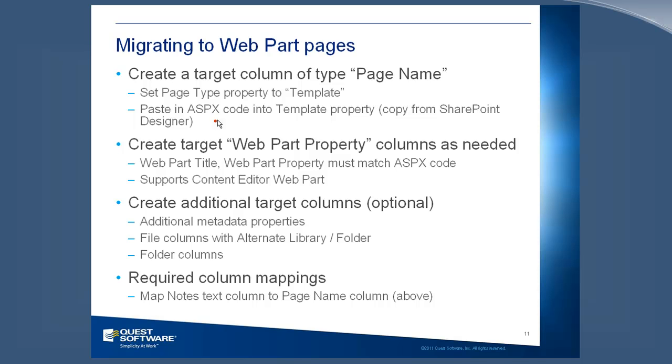And so people have done some interesting things with that. Now, one particular web part that everyone likes is the content editor web part, and that's basically the core rich text editor in SharePoint. And so if you put a content editor web part on your page, we support that, and you can just map notes rich text data to that web part, and that works just fine. And everything else is the same. You can add additional properties that are just metadata in your library, as well as mapping the images and attachments to alternate folder locations or alternate libraries. Now, the required mapping here is you have to map, again, something to the page name column, which is this one up here. And then as many properties as you want to map, you can map over to these columns.